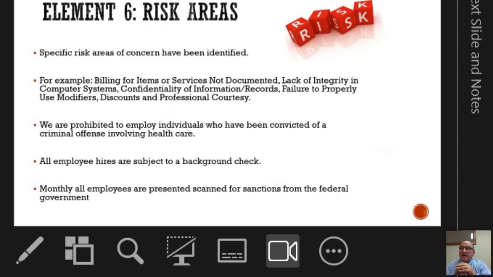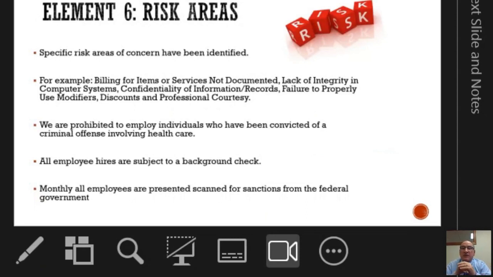Failure to properly use modifiers. Again, modifiers, those little beasts, they can be a pain in the tush as far as which ones to use and when, but we're obliged to know the best way to do it. Also, we have to be cautious of discounts and professional courtesy. We can't just be giving write-offs to patients without a legitimate reason documented in the note.